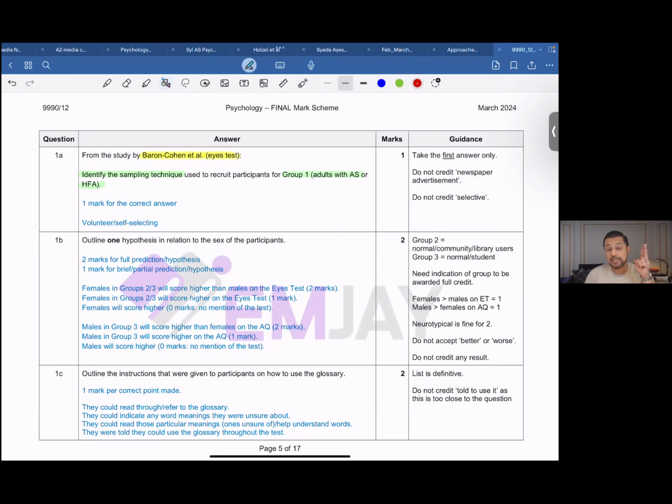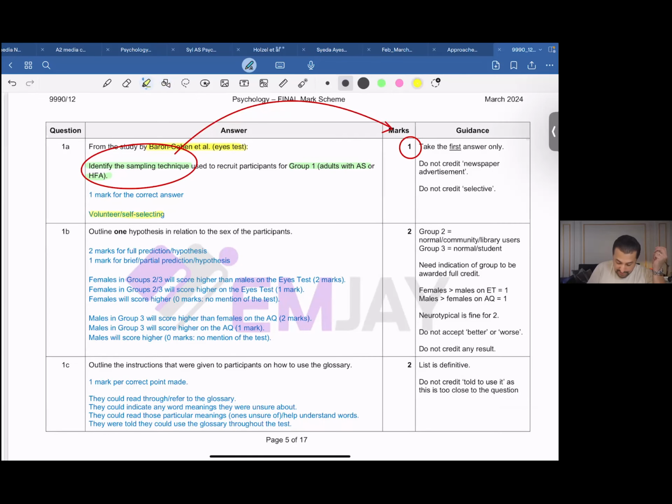Now, the sampling technique for a particular group, in this case, we're talking about group one. And if you remember, group one comprised of participants who were autistic. So if we have a look at this, since this question is of, like I said, 1 mark, we could actually save ourselves time by simply writing down volunteer sampling or self-selecting sample.